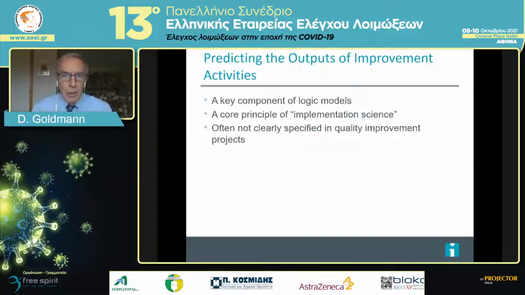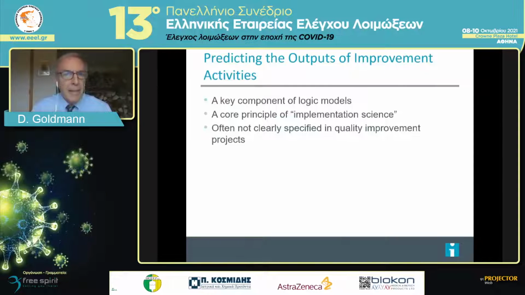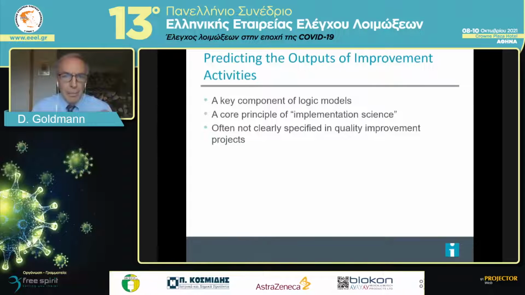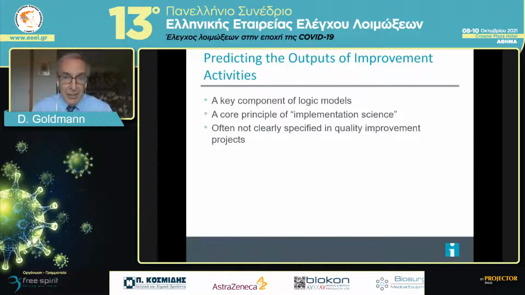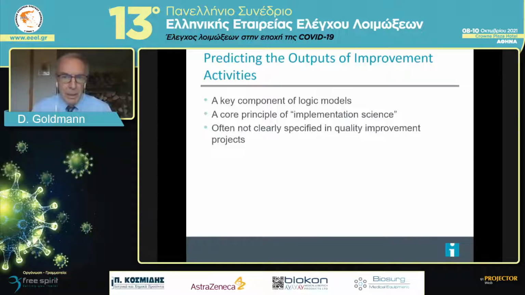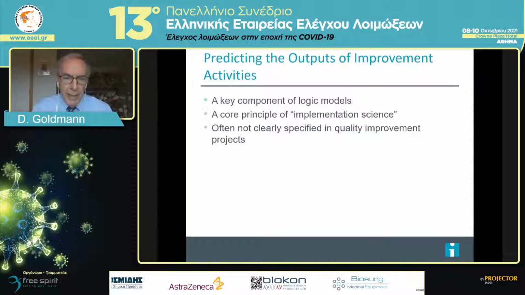I want to go back to part of that logic model where we talked about the activities and the outputs. The outputs are really important. They're a core principle of the increasing infatuation, if you will, with implementation science as a separate science. I think it's all part of improvement, but some people are making their career on that. And I don't see it specified very often in quality improvement projects.